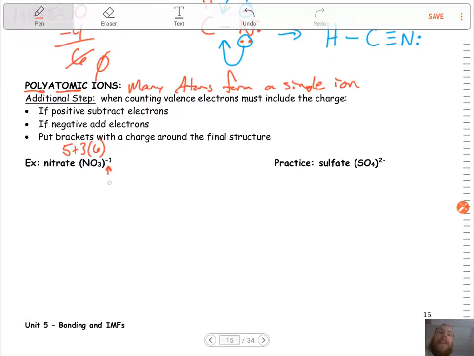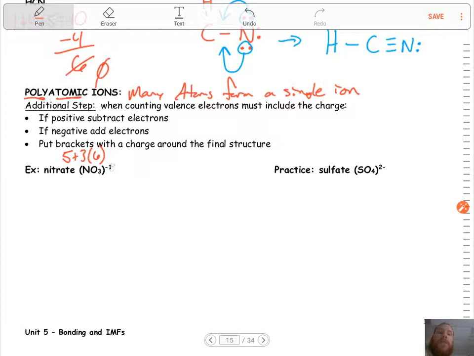If I have a negative, what's happened to the electrons? Did I give one away, or did I take one in to make it negative? Answer is, I took one in. So that means we have one extra electron here now that we have to account for. So if it's a negative, we're going to add that to our total number. So it's 5 plus 3 times 6 is 18. So we're going to have a total of 24 electrons.